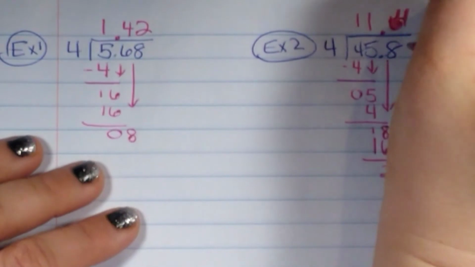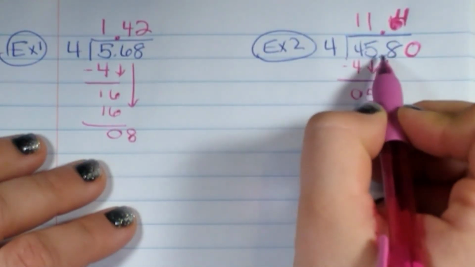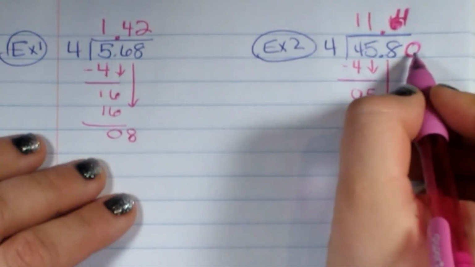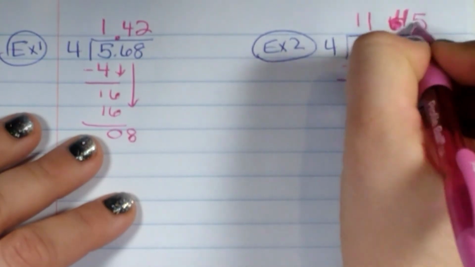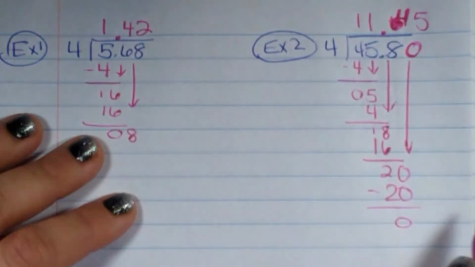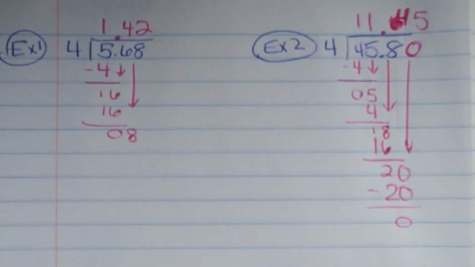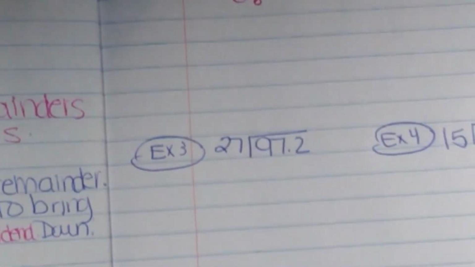So I'm going to add a 0 here because 45 and 8 tenths and 45 and 80 hundredths is the same. I'm going to bring down my 0 here. And that makes it 11 and 45 hundredths. And I have nothing left over, so I don't need to repeat it. Okay, here's my next one.